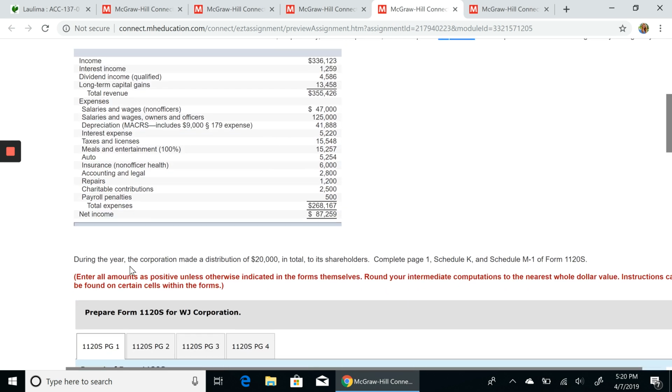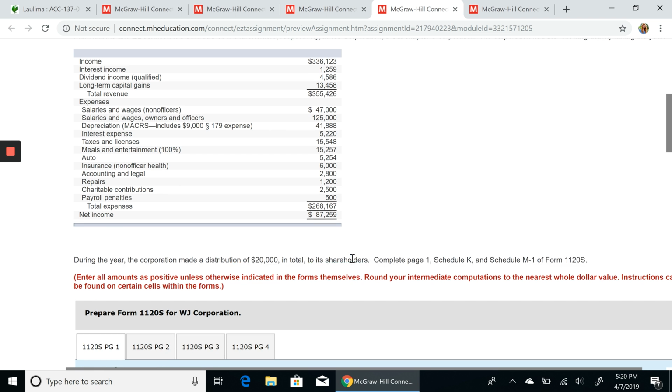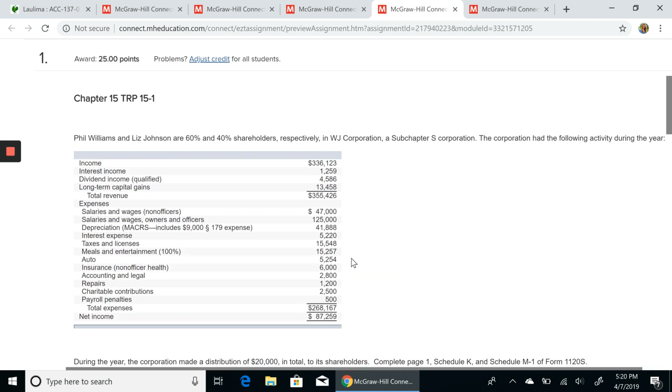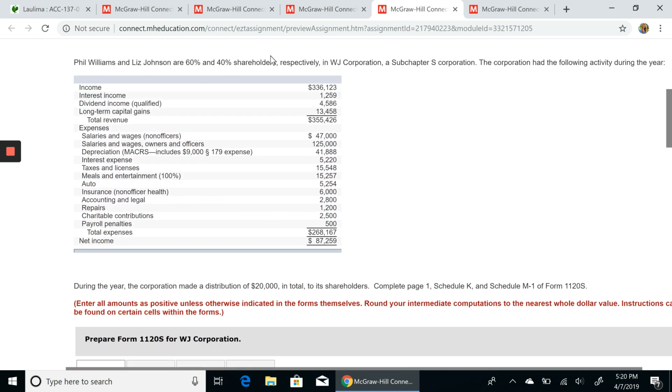So heading down, we've learned that they get a distribution of $20,000 to its shareholders. Now, they didn't tell us how much each person received. You know why? It doesn't matter. Even if one person took 20,000, they are taxed according to their ownership percentages.